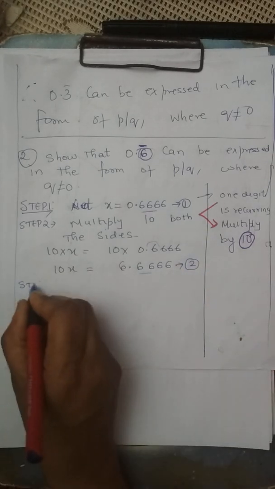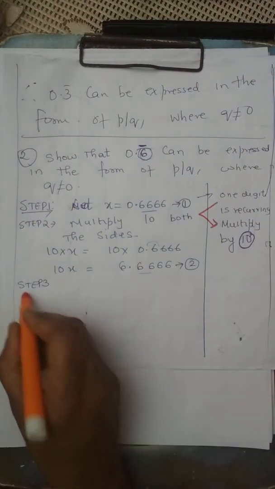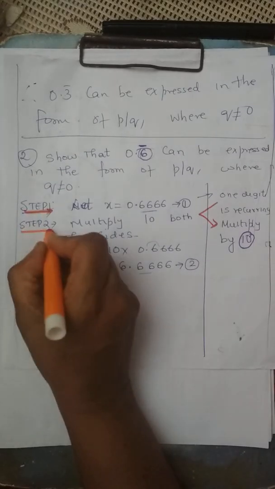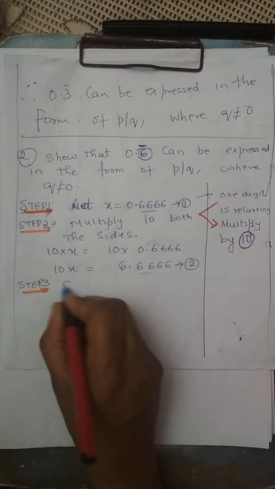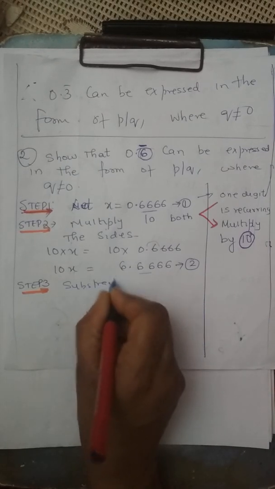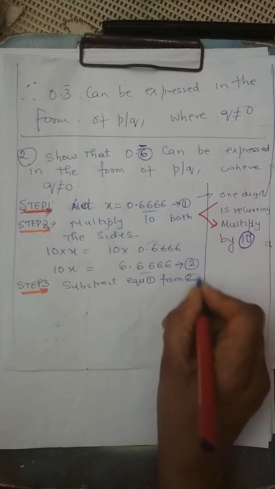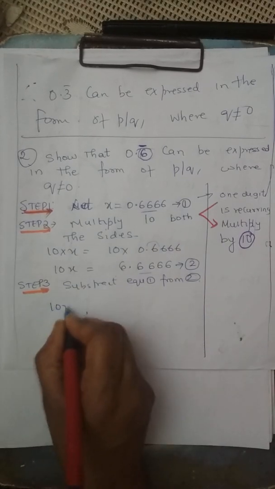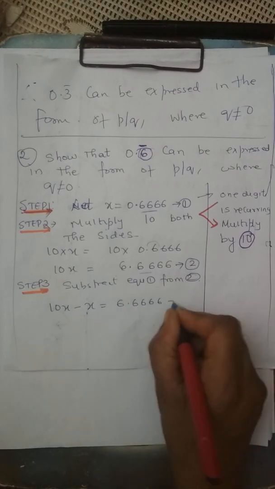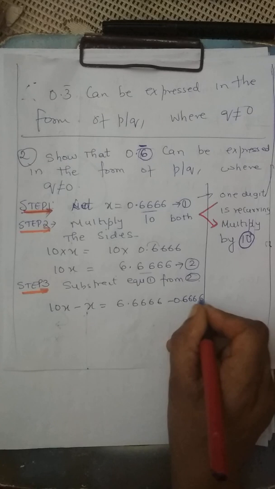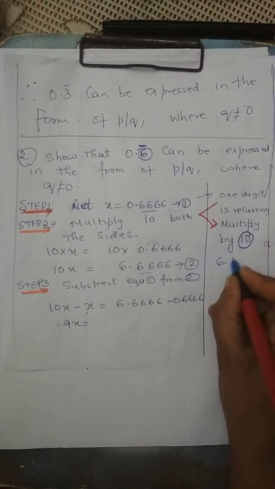What is step 3? Step 3 is subtract. Who is bigger? So subtract equation 1 from 2. So 1 from 2. 10x minus x is equal to 6.6666 minus 0.6666. So 10 minus 1 is 9. Now let's do this calculation here.